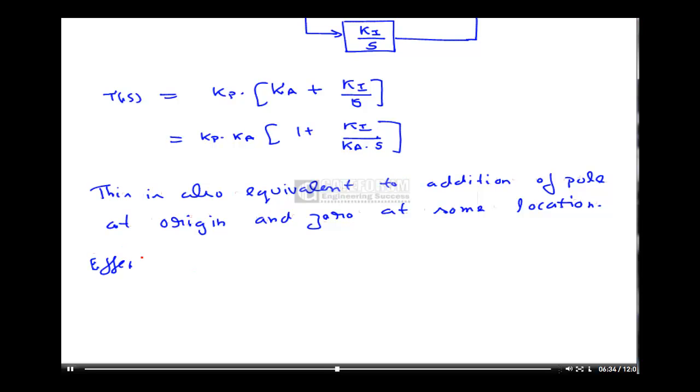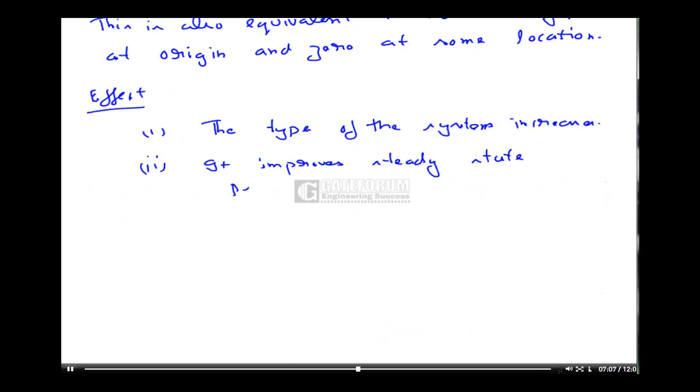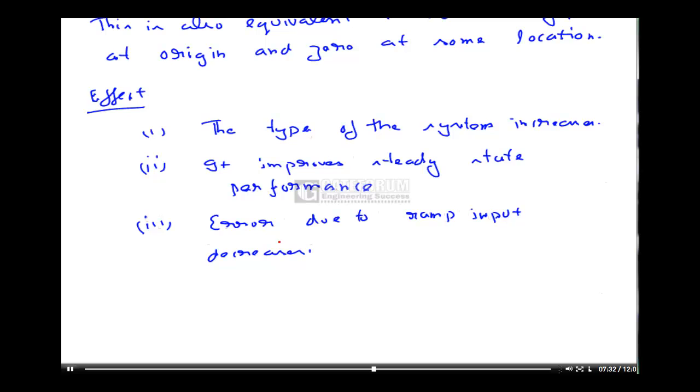Effects. First one, the type of the system increases. Okay, it improves steady state performance. Second effect, okay, error due to ramp input decreases. So these are the effects with the proportional plus integral controller.